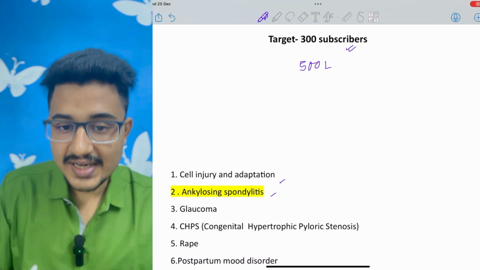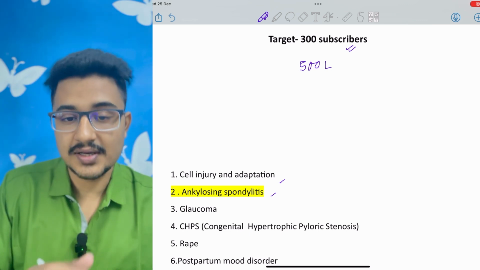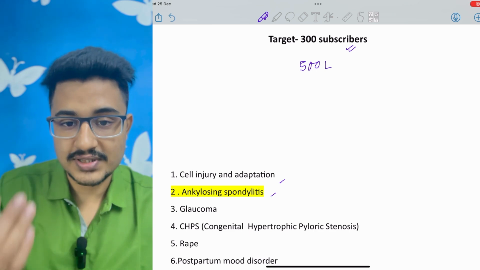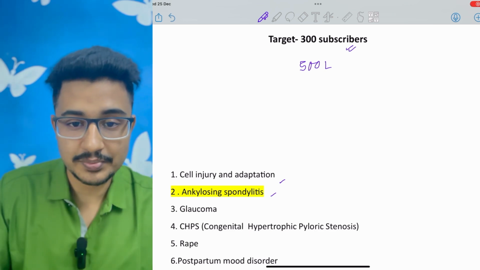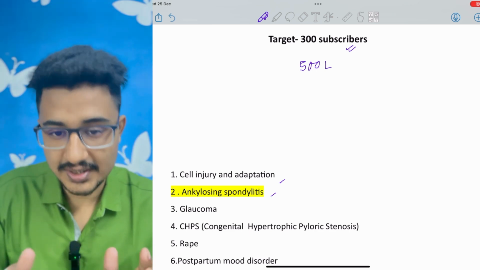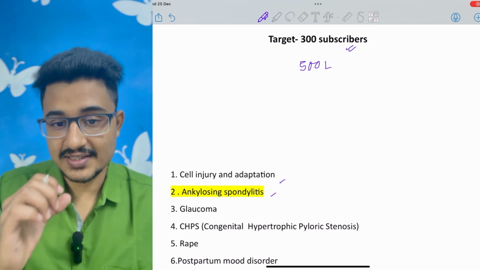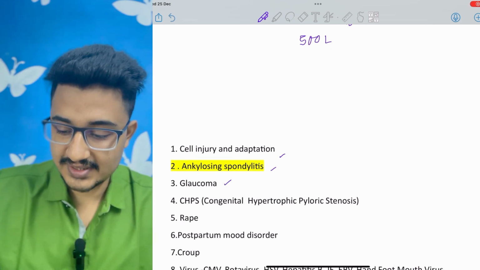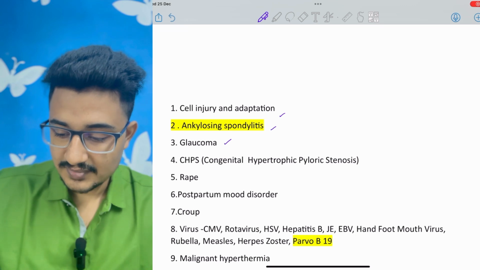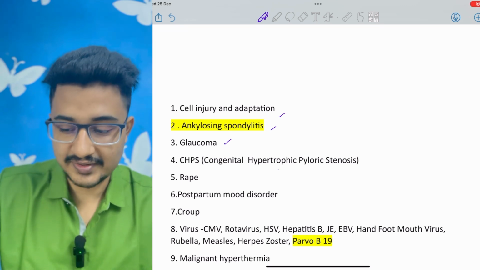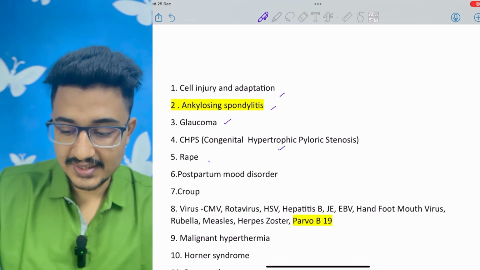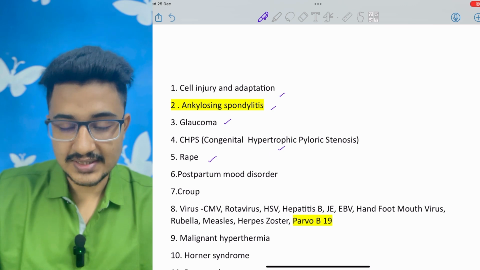Like cell injury and adaptation is a broad topic. What are the tests for necrosis and apoptosis? What are the types of necrosis? It is a broad topic. But ankylosing spondylitis is a short topic and it is very much high yielding. After that is glaucoma. Then is congenital hypertrophic pyloric stenosis, rape, mainly the IPC.